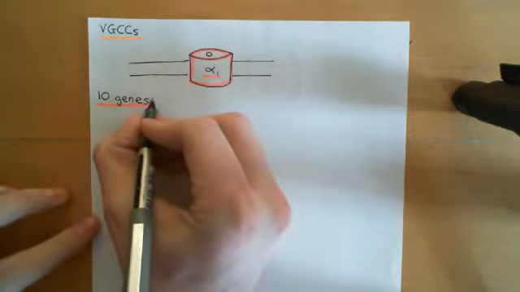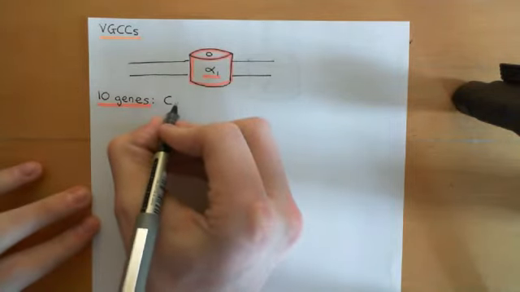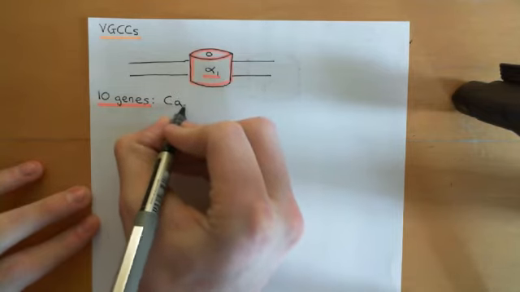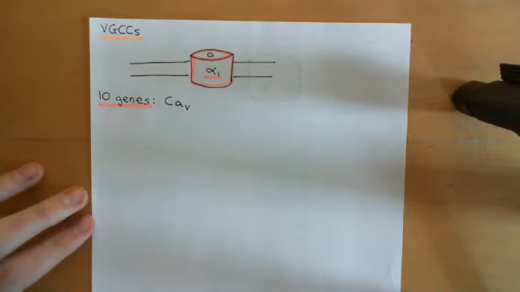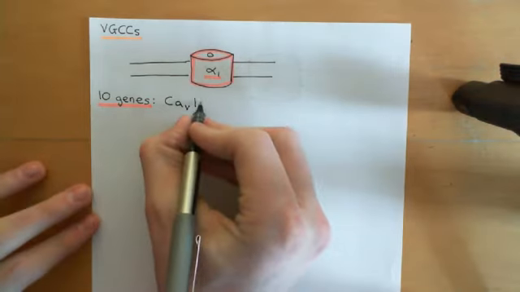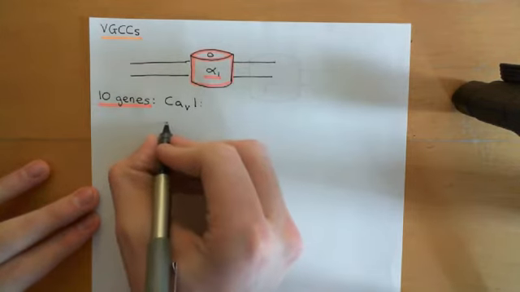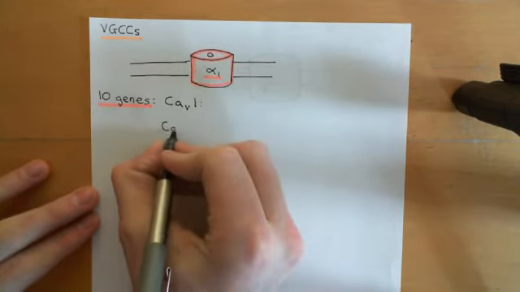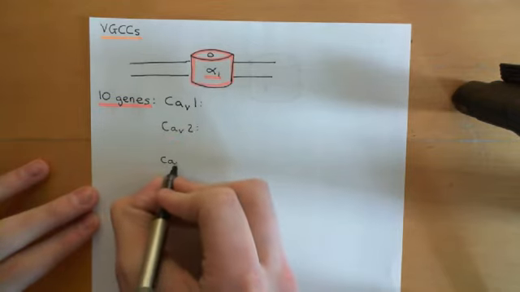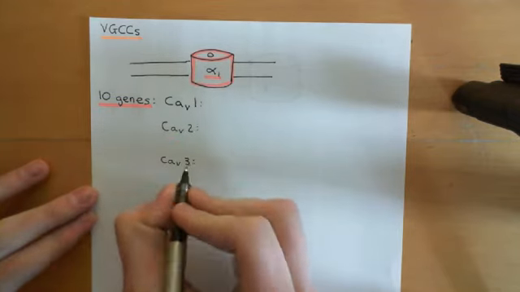Let me firstly show you the notation. We put Ca for calcium, then a subscript V for voltage-gated, so voltage-gated calcium channel. The first family is going to be called the CaV1 family, the second family the CaV2 family, and the third family the CaV3 family.